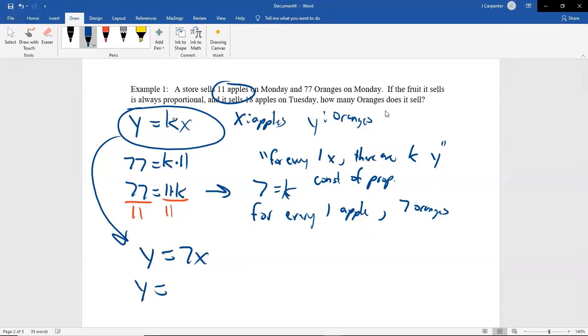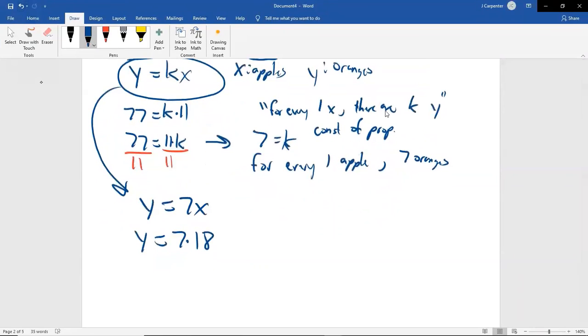Now we plug in the apples. 11 was x, so that's 7 times, not 11, excuse me, 18. We're talking about Tuesday. We know 11 apples led to 77 oranges. We're talking about 18 apples, so it's 7 times 18. 7 times 18, which is 126.